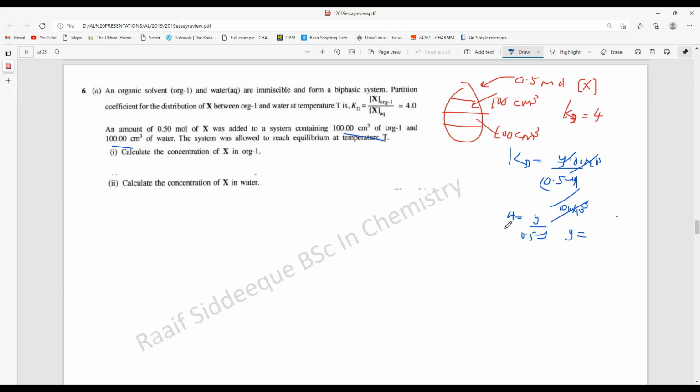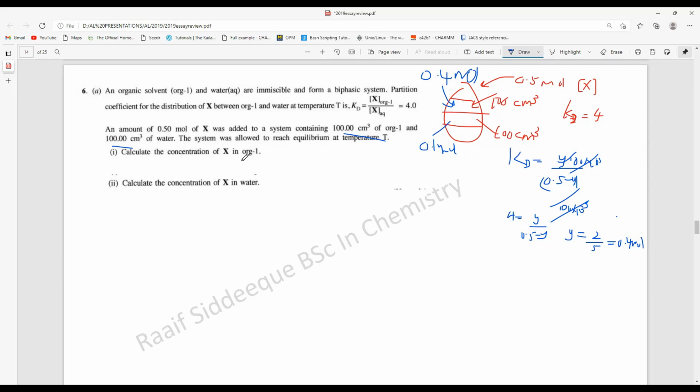So basically it is 2 minus 4Y is equal to Y, so 5Y is equal to 2. So Y is equal to 2 divided by 5, which means 0.4 moles. So this gives the idea that in the organic phase there will be 0.4 moles, right? In the aqueous phase, there will be 0.1 mole. That's the idea. This is a simple idea. So that is total 0.5 moles.